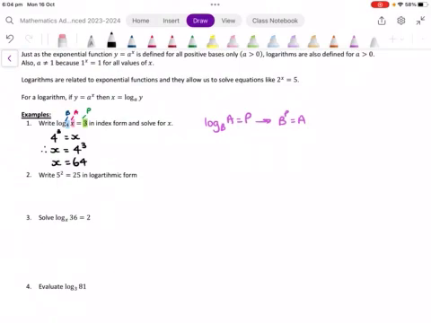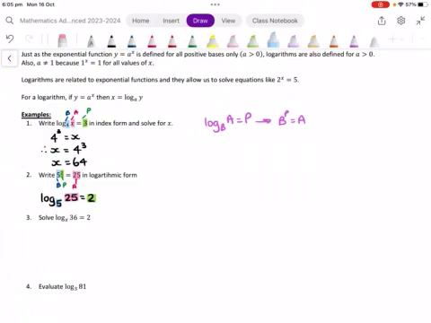Now we want to write, for example, 5 squared equals 25 in logarithmic form. So we have our 5 is our base, we have our power of 2, and we have our answer of 25. And so we want to write this in log BAP form. So this means it'll be log base 5 of 25 equals 2. So we are replacing our b, a, and p as so.